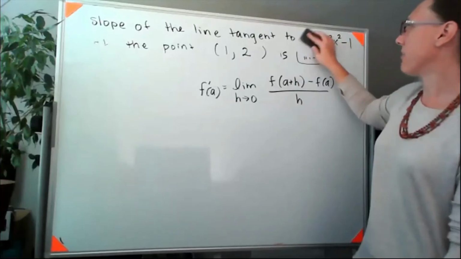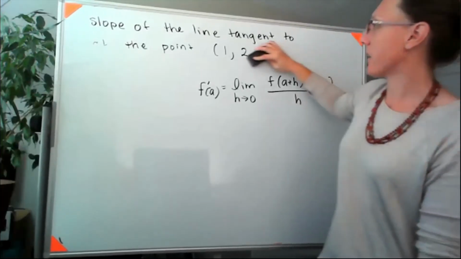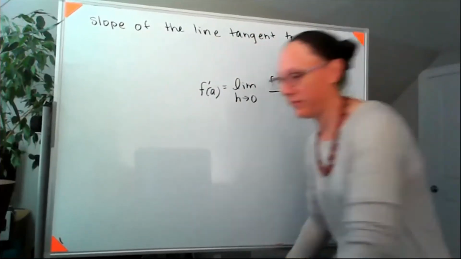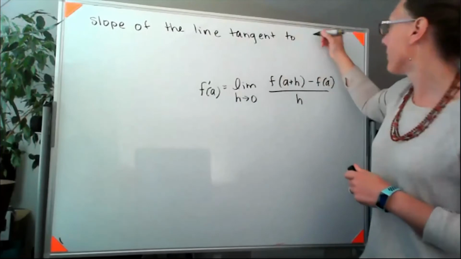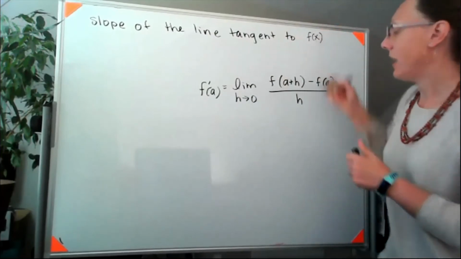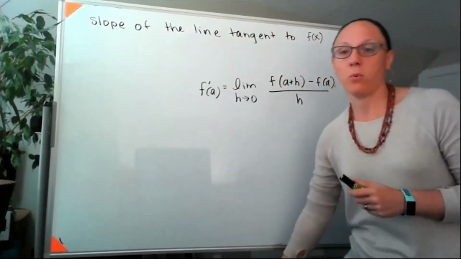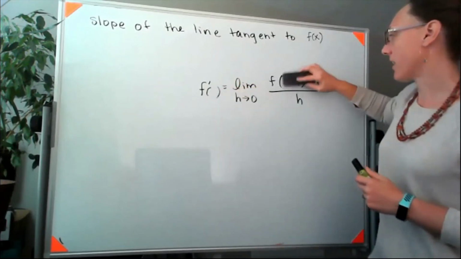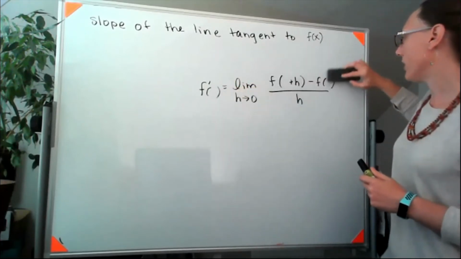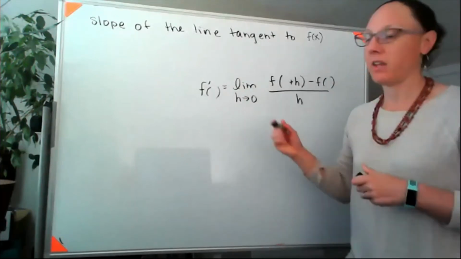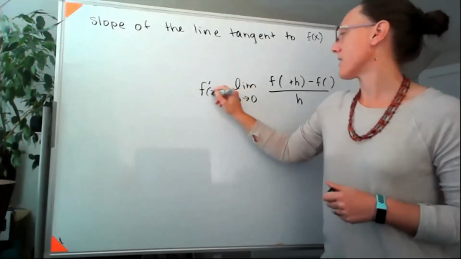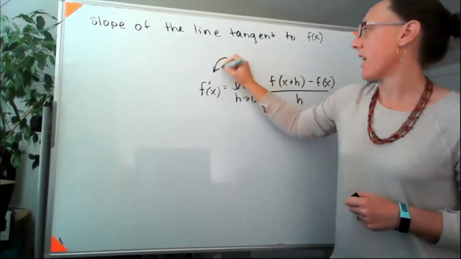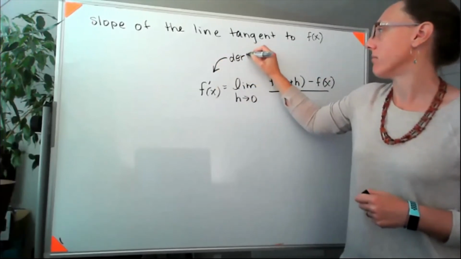If I don't give us a particular point with a value of a, then generically, we're going to leave that x in there. And we call this the derivative function. So this guy is our derivative function.